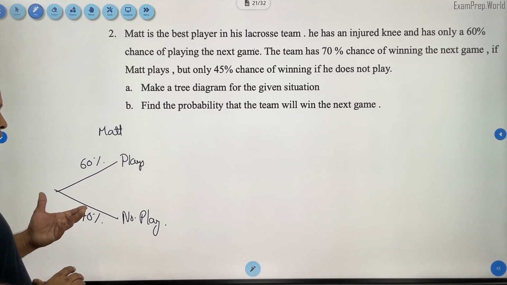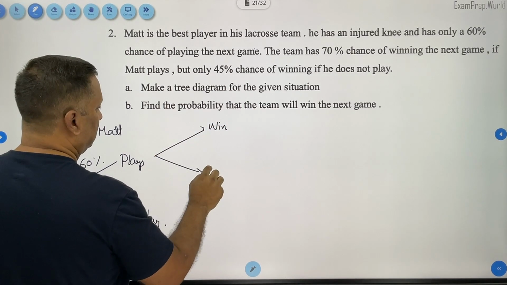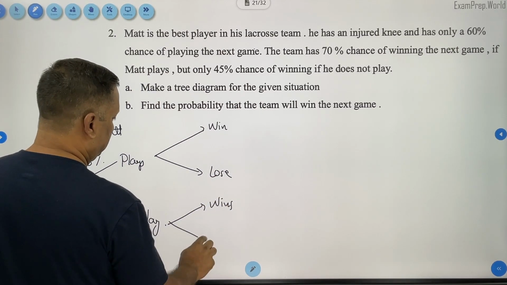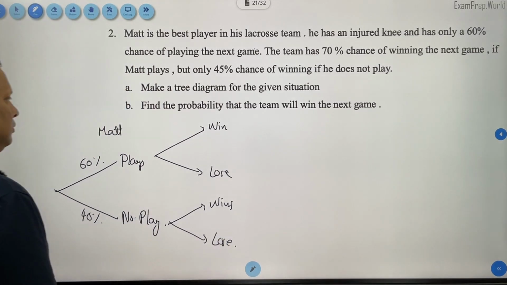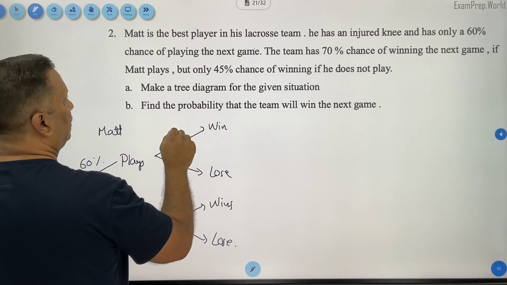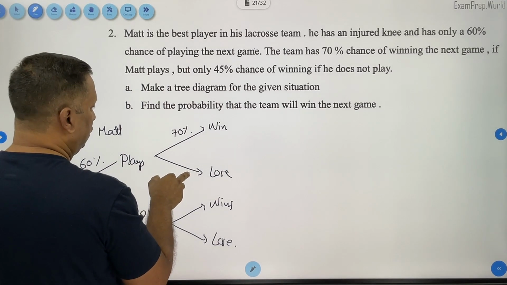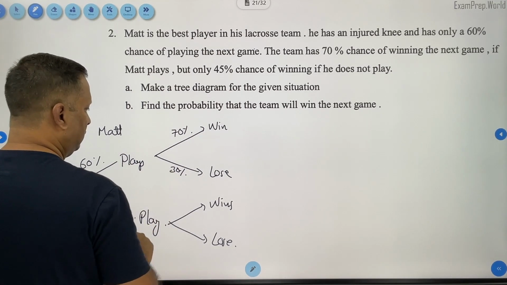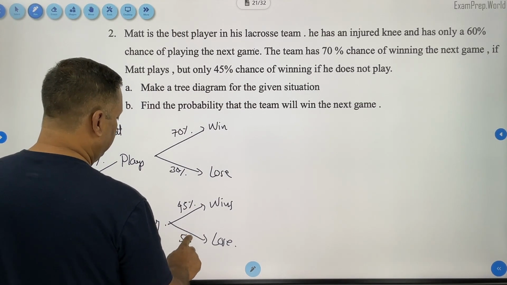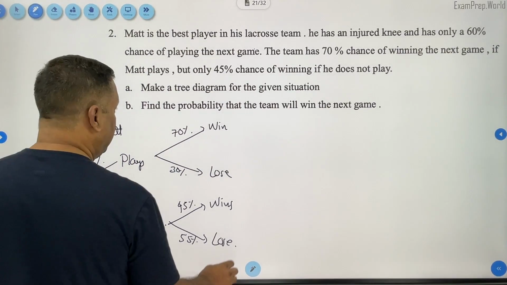Okay. So now once we have this, then team wins, loses, wins, loses. So what is the chance of team winning? 70% if Matt plays. Then losing is 30%. And if he does not play, chances of winning is 45%. Losing is obviously 55%. Now we have written with percentages. What's the probability? We'll write the probability with a different color.